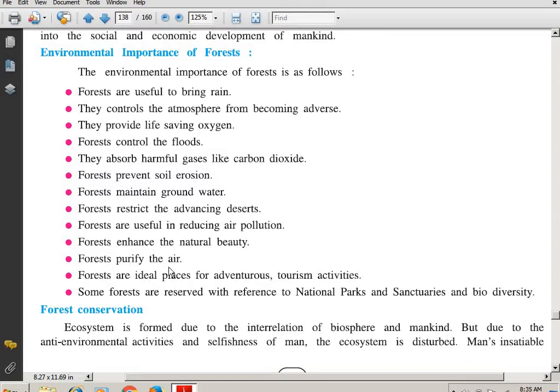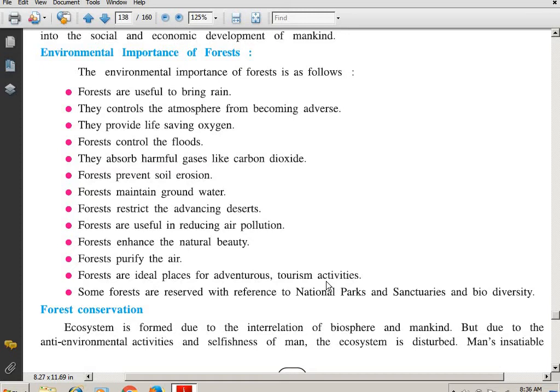Forests purify the air. Forests are ideal places for adventurous tourism activities. Just as I told you before, they are also good for tourism activities. Some forests are reserved as national parks, sanctuaries and for biodiversity.